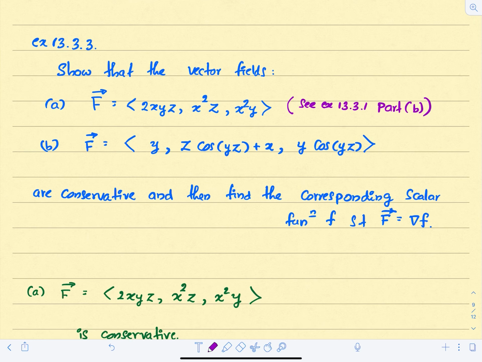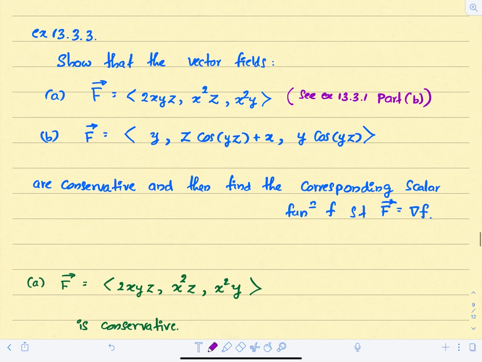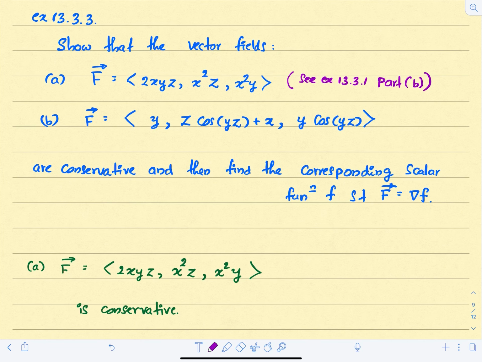Okay, so let's consider the third example. Show that these two vector fields F are conservative, and then find the scalar potential function little f such that the vector field F equals the gradient of f.